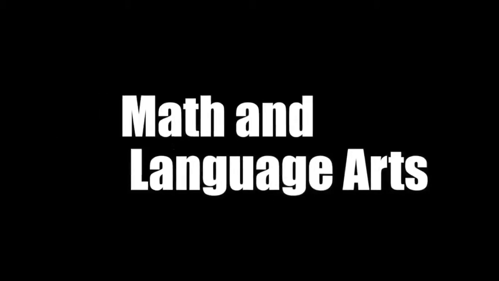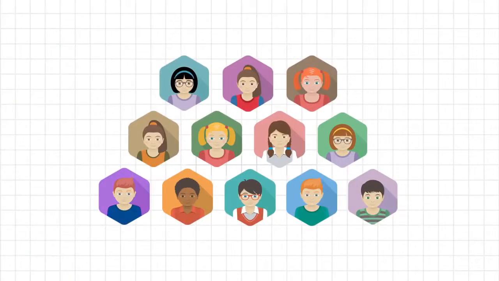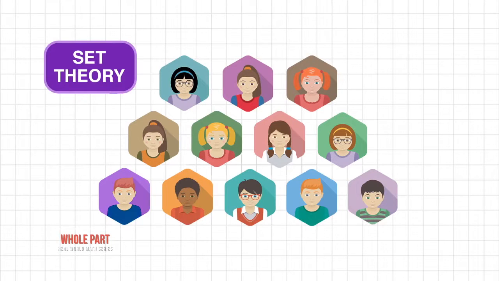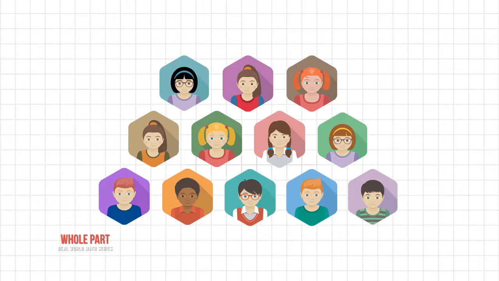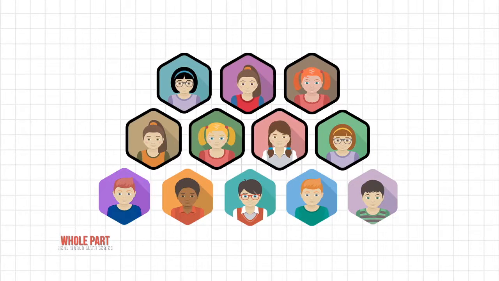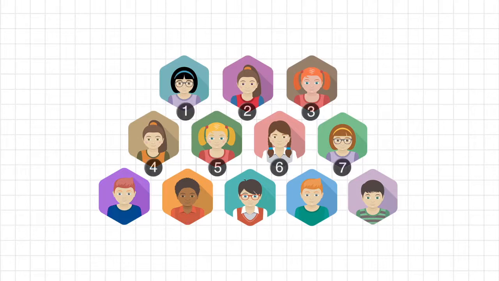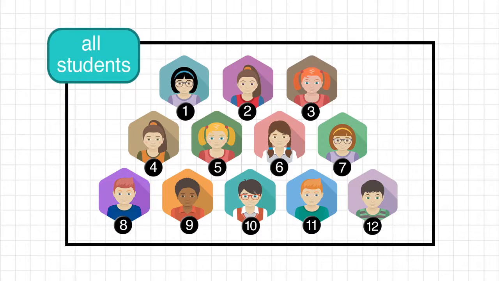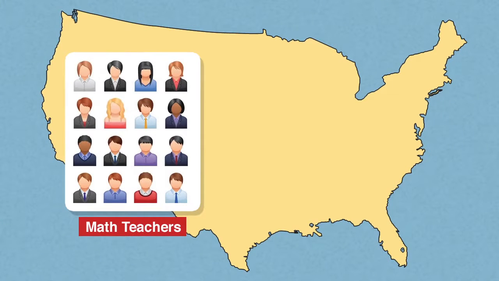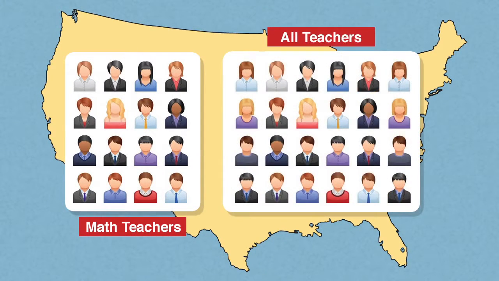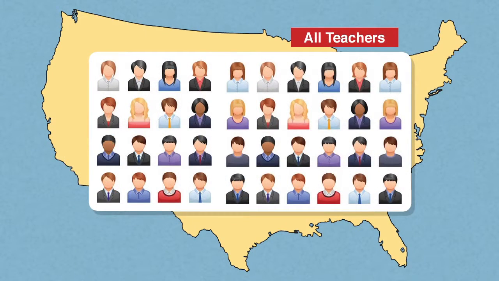In set theory, the parts of the whole are similar. For example, the number of girl students in a class is a part of the whole number of students in the class. Girl students belong to the set of all students. The number of math teachers in the United States is a part of the total number of teachers in the United States. Math teachers belong to the set of all teachers.